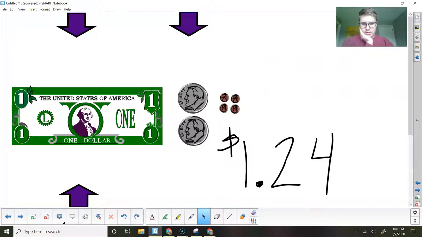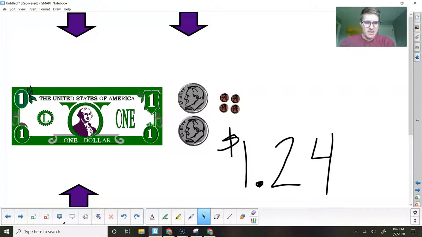So you notice here how my pennies are smaller than my dime, but in real life, pennies are bigger than a dime. Well, I wanted to show you the visual representation of a decimal. So let's look at my one whole. Look at my dollar bill, all right?